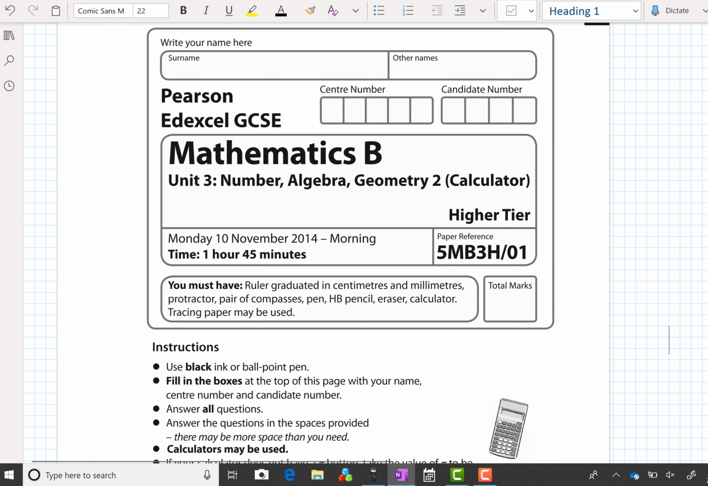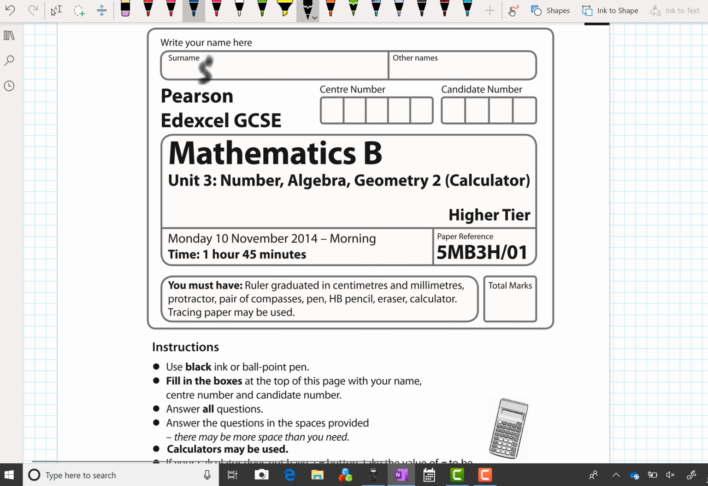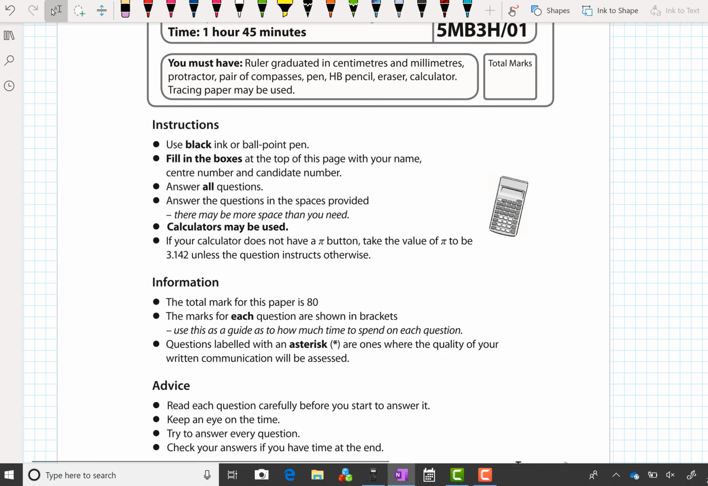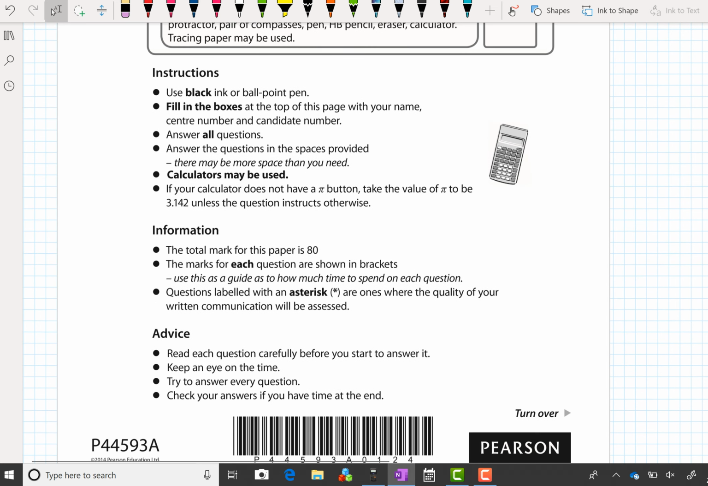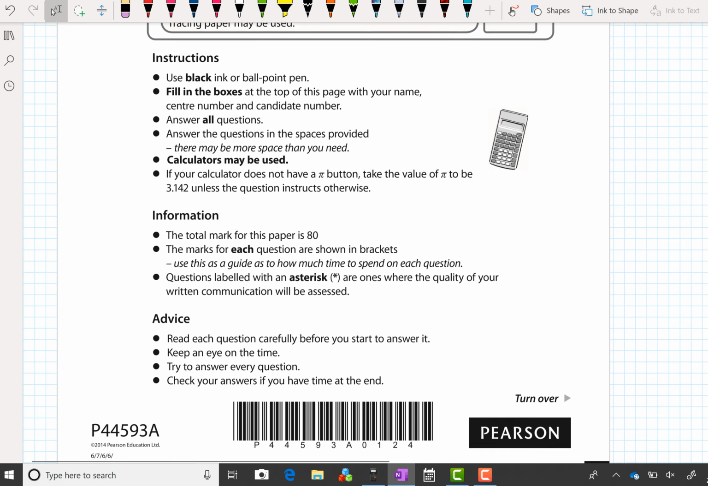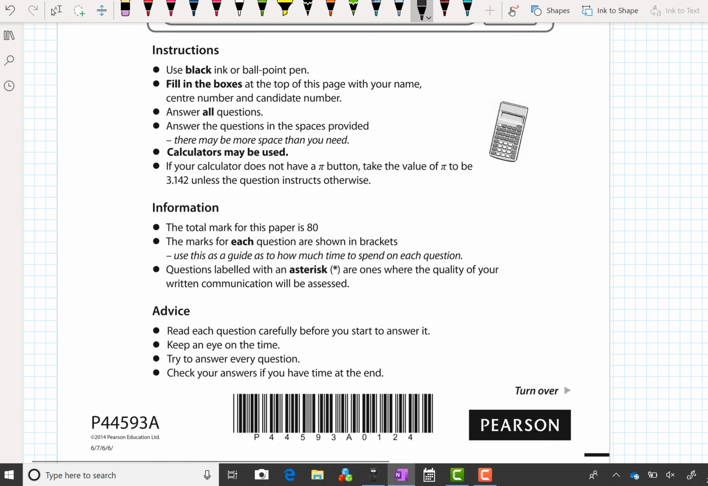So, write your name here. That pen is horrible. Let's try a little bit of blue. Okay, so 1 hour 45. What things can we have? We can have compasses. Use the pi button. 80 marks. Hopefully we get all 80. Fingers crossed. We'll use a black pen just because they say please use black ink.